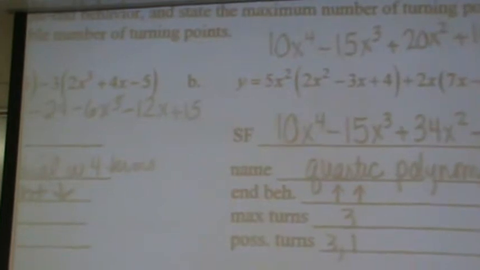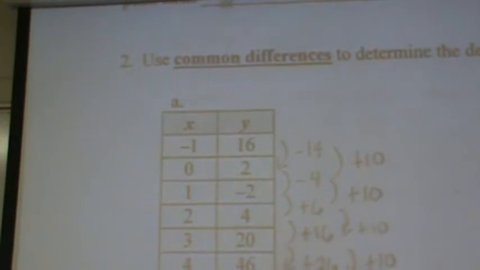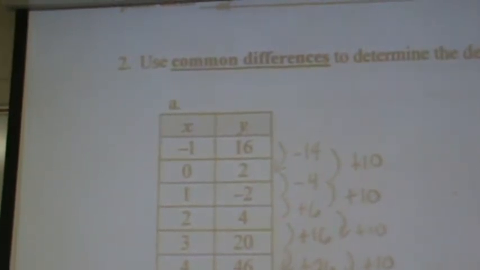For 2A and B, if you have a table of values and you're trying to figure out the degree of the polynomial, you look at the common differences. This one has 2 sets, the second set is common, so this is a quadratic.